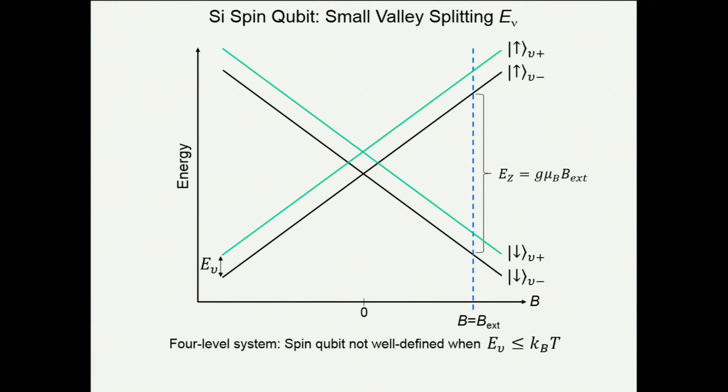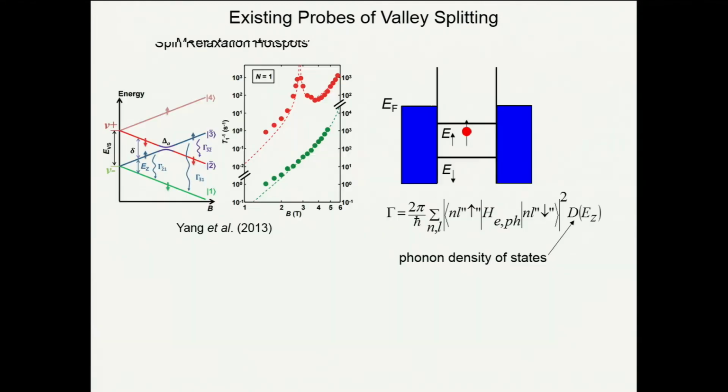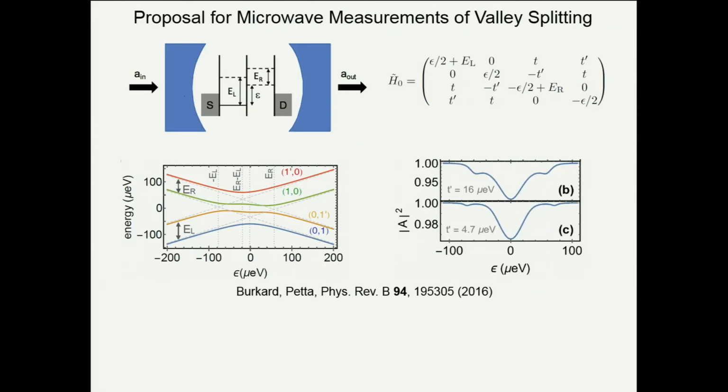And the first step for us is to come up with a way to actually measure the valley splitting in these devices with one electron. And the way that we're doing this is by using cavity QED. Here's a picture of our device. We have a double dot, and silicon has a ground state in the left dot, a ground state in the right dot. And now we've included a potential complication that there might be an excited valley state in the left dot and an excited valley state in the right dot.